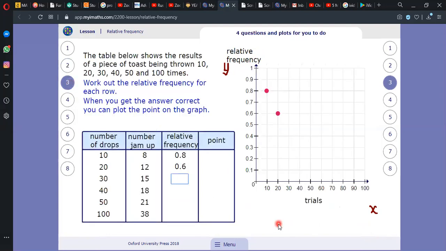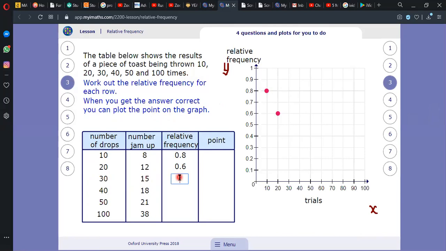Now, let us work out, the table below shows the result of a piece of toast being thrown 10, 20, 30, 40, 50, and 100 times. Let us work out the relative frequency for each row. When you get the answer correct, you can plot the point on the graph. Remember, relative frequency is the number of times it jammed up over the total number of drops or total number of trials. So for this next one, it's going to be 15 over 30.